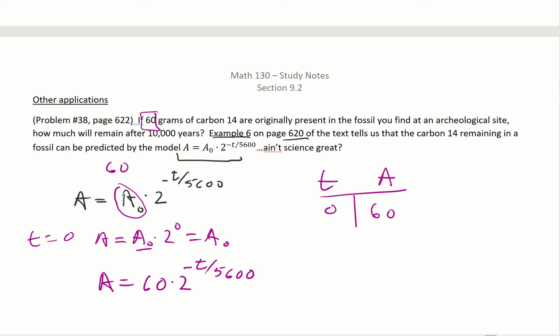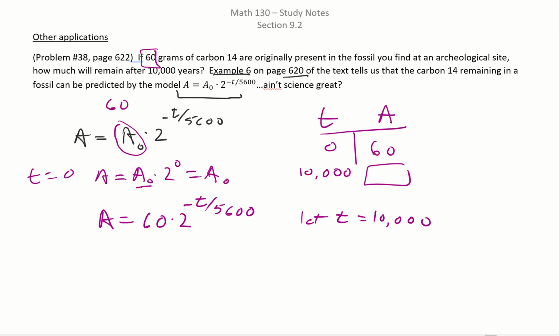You know what I'm going to do? I'm going to go all the way out 10,000 years and figure out how many grams are left after that much time has elapsed. That means we're going to let t equal, doesn't that make sense? T is time, 10,000 years. Okay, what we're going to get here is A is 60 times 2 to the negative 10,000 divided by 5,600.